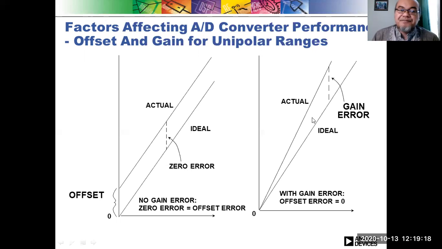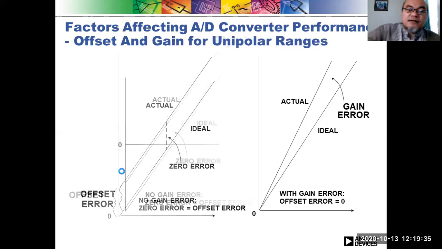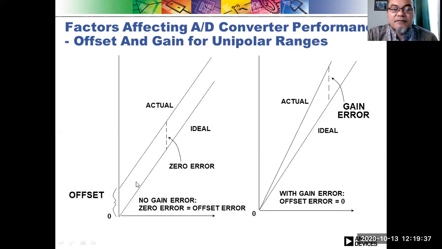However, sometimes or many times we have offset, and the actual value will have some elevated value compared to the ideal value. This becomes the zero error. So the zero error is the value when the input is supposed to be 0, but instead there's a digitized value here in offset. So with no gain error, the zero error becomes an offset error.